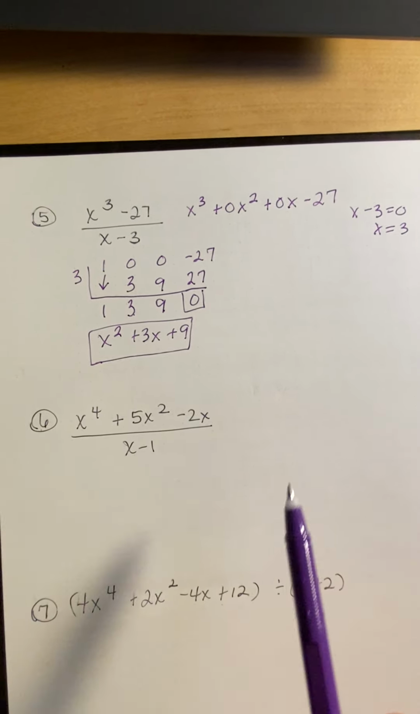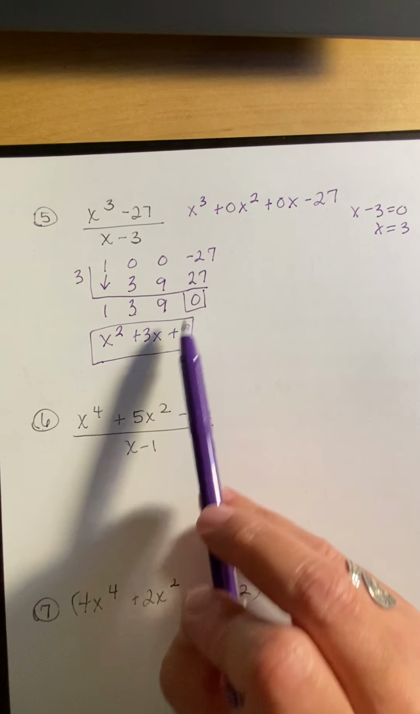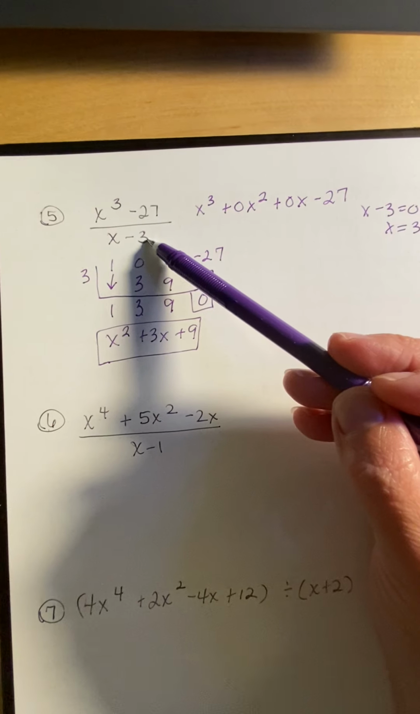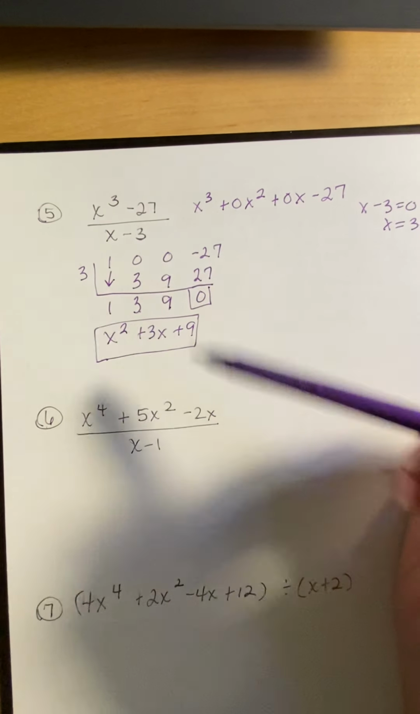Now, I should be mentioning that when you have a remainder of 0, that means x minus 3, or whatever this divisor is, is a factor of that problem.